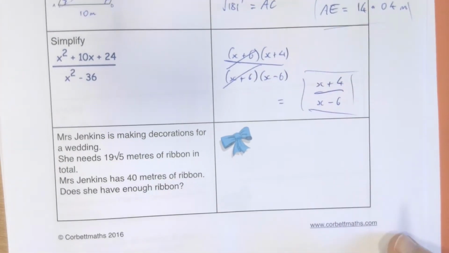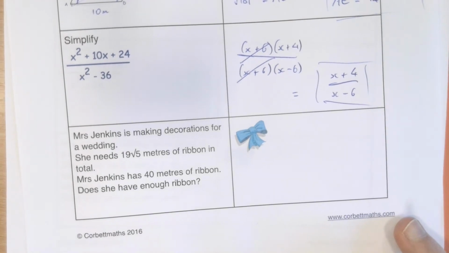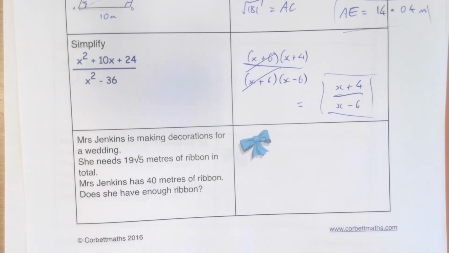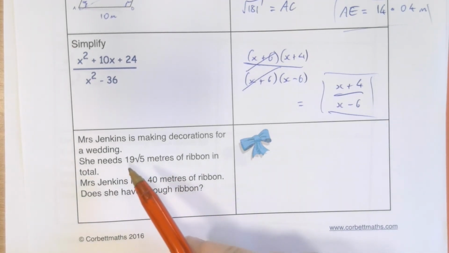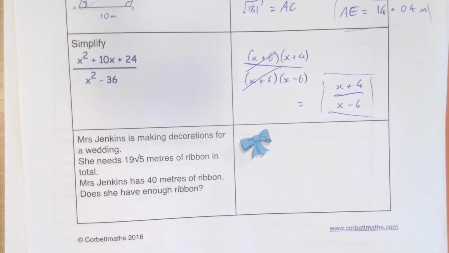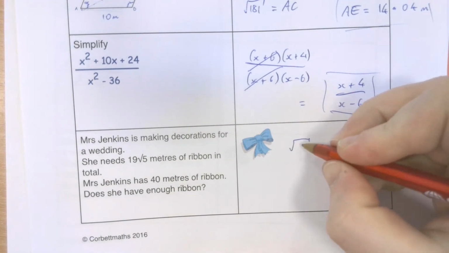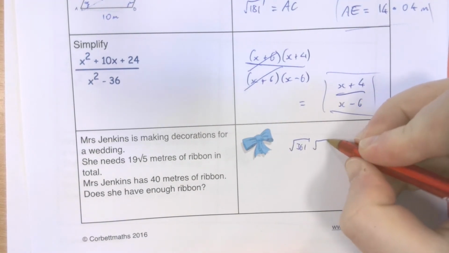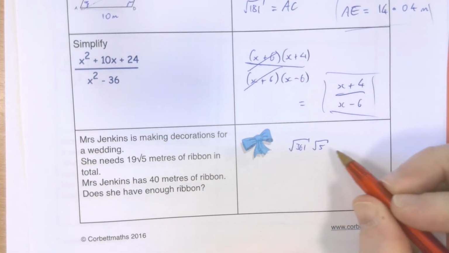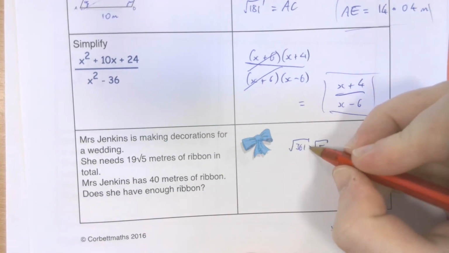That's that. Mrs. Jenkins is making decorations for a wedding. She needs 19 root 5 meters of ribbon in total. Mrs. Jenkins has 40 meters of ribbon. Does she have enough? Now, let's use what we know about surd notation here. 19 is the square root of 361. And when it's next to root 5 like that, they are being multiplied.